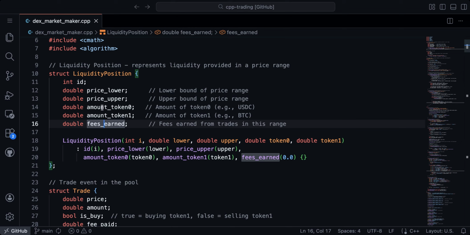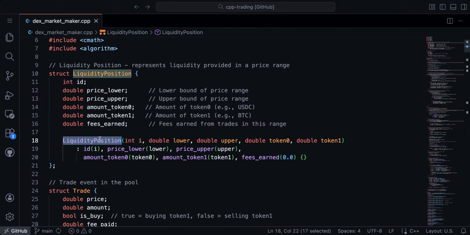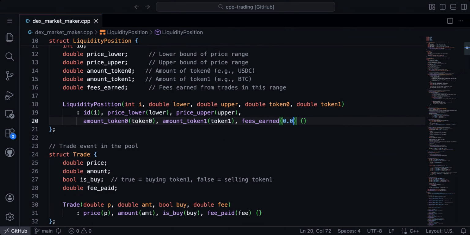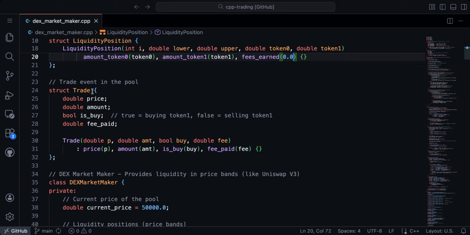The constructor takes 5 parameters: i for ID, lower for price lower, upper for price upper, token0 for amount token 0, and token1 for amount token 1. In the initializer list, we set fees earned to 0.0, meaning when a position is first created, it hasn't earned any fees yet. Next, we define a trade struct.